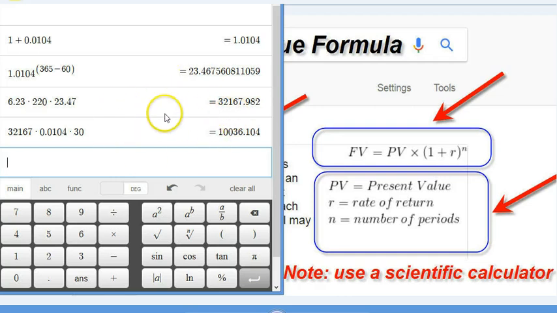I'm just letting you know why you need to know how to use a future value formula. So yes, I will be creating a video for that one.